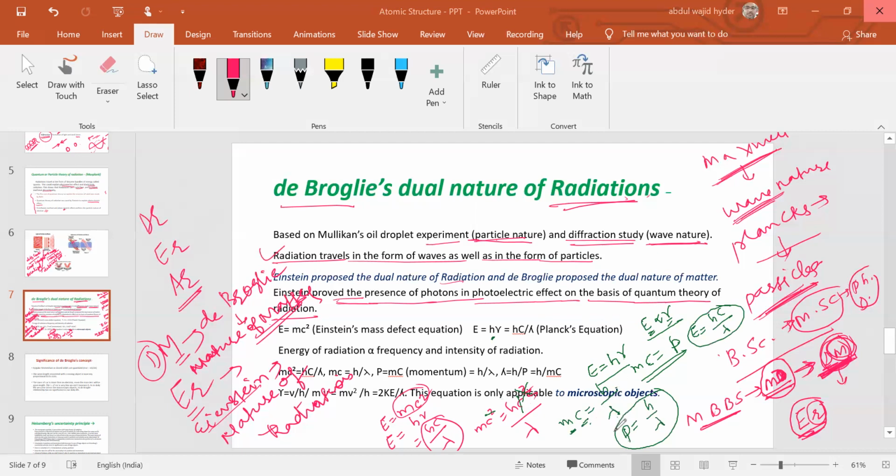So mc is equal to h upon lambda, m into c, that is mass into velocity. Product of mass and velocity is called momentum. So momentum is equal to h upon lambda. Now this is what I have done, this all.